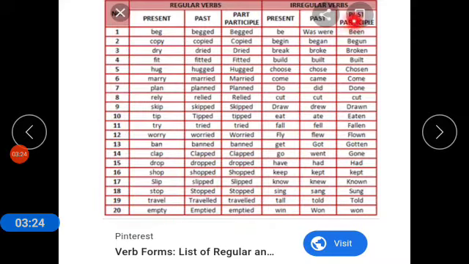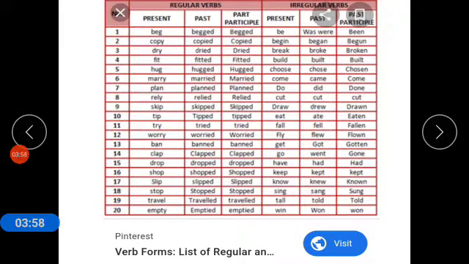Now coming to irregular verbs. It is the base form or present form. It is the second form or past form. It is the past participle, or you can say the third form. So it is an irregular verb, and it does not follow the same pattern. So be, was or were, and being. First form begin, second form began, third form begun. So these are some examples of irregular verbs.